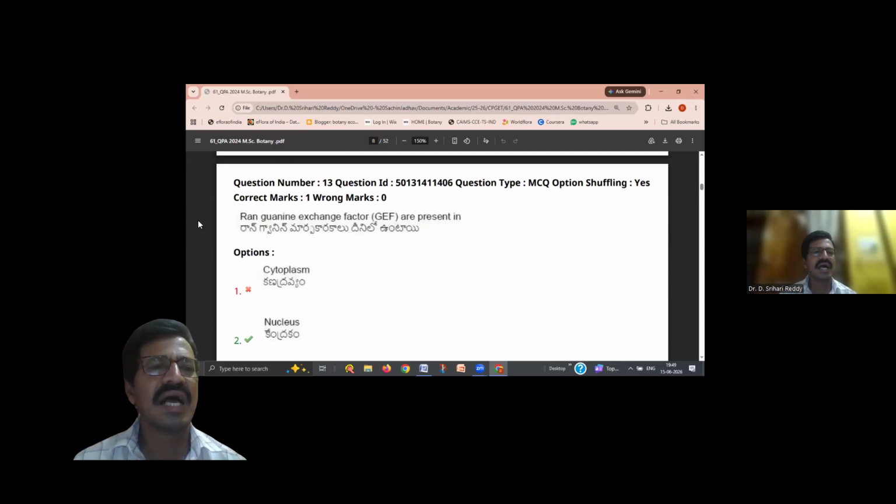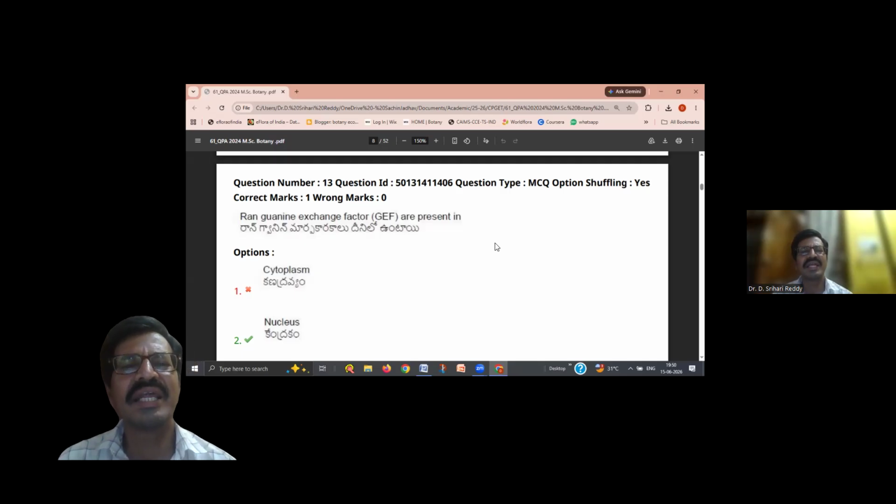Next question is about RAN guanine exchange factor, also called RAN-GEF. Where do we find RAN-GEF? That is the question. Usually it is a very deep question. It is a guanine exchange factor, it exchanges between GTP and GDP.